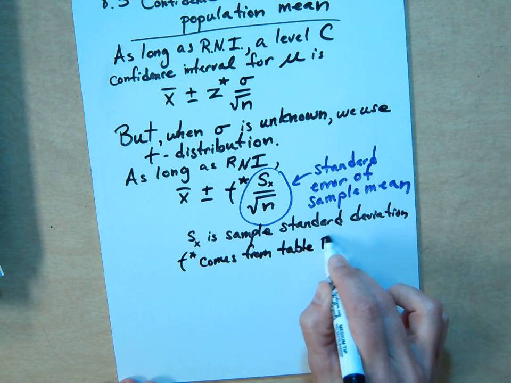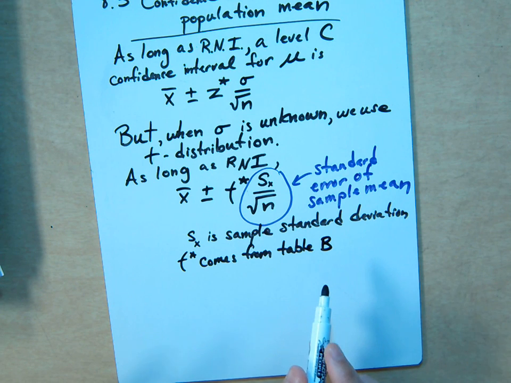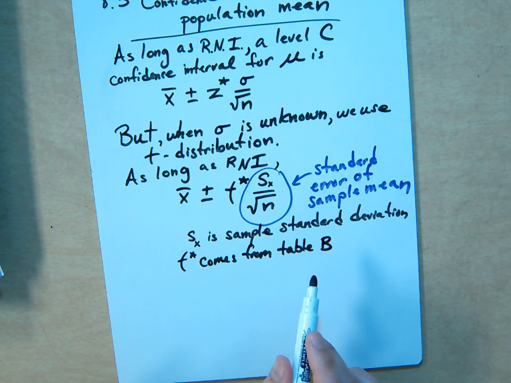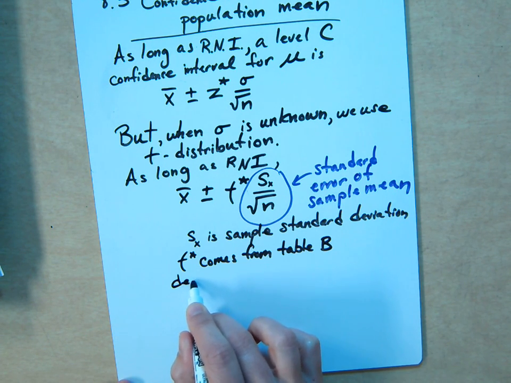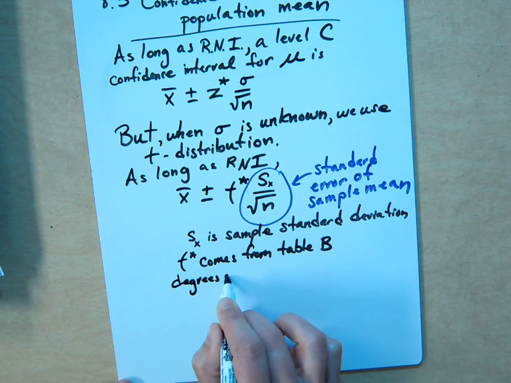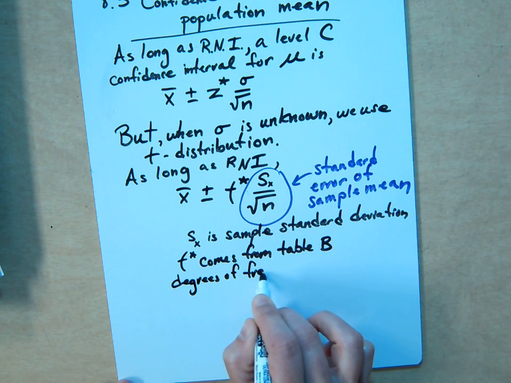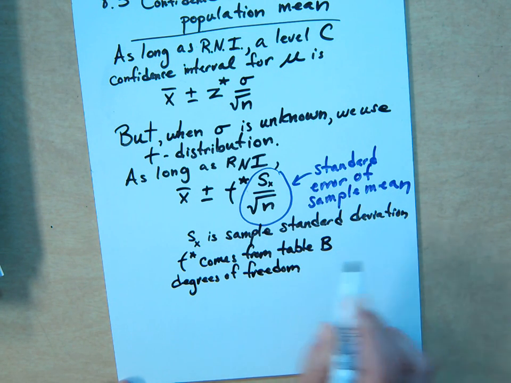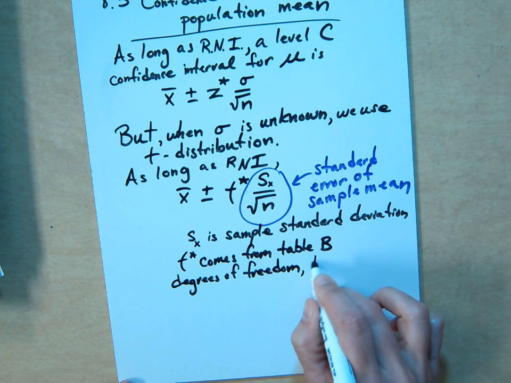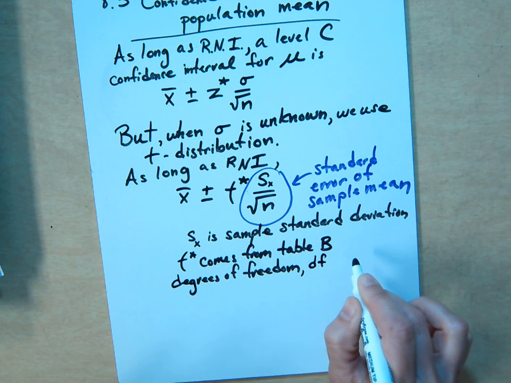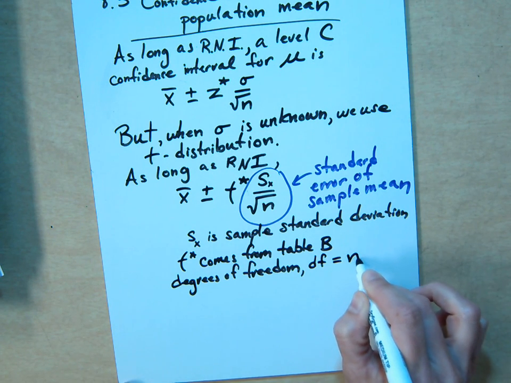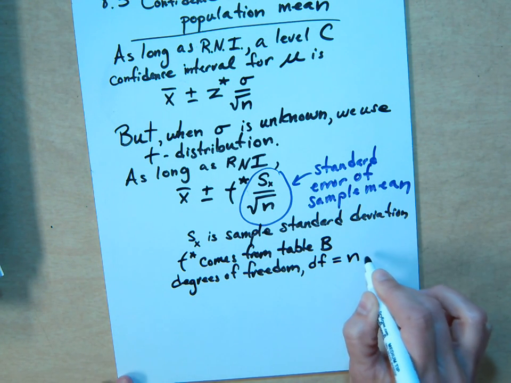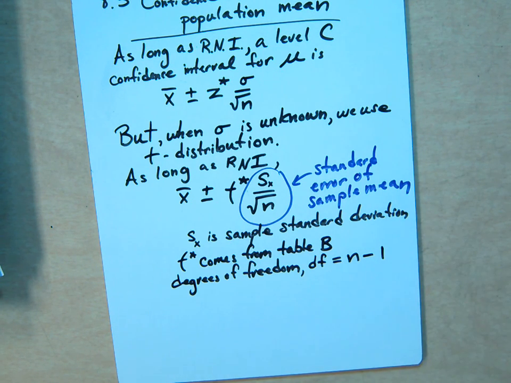When you look things up in table B, instead of the sample size n, you use what's called degrees of freedom. It's a weird name for it, and I don't know why it's called that. All you need to know is that degrees of freedom, df, is equal to the sample size minus 1, just n minus 1. You'll see that it's easy when we do the example.